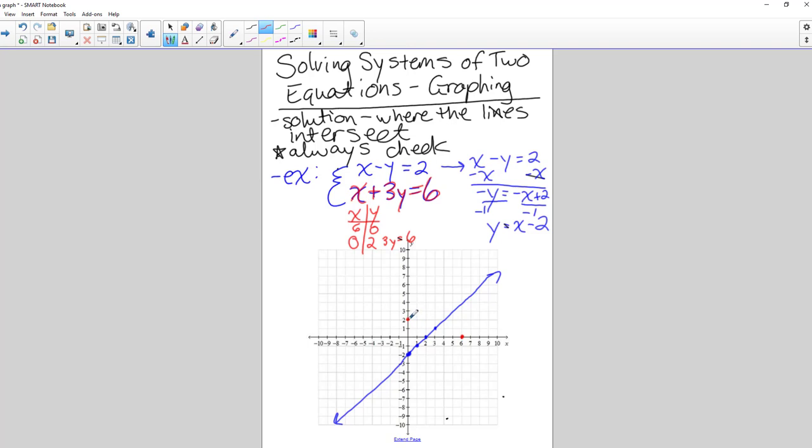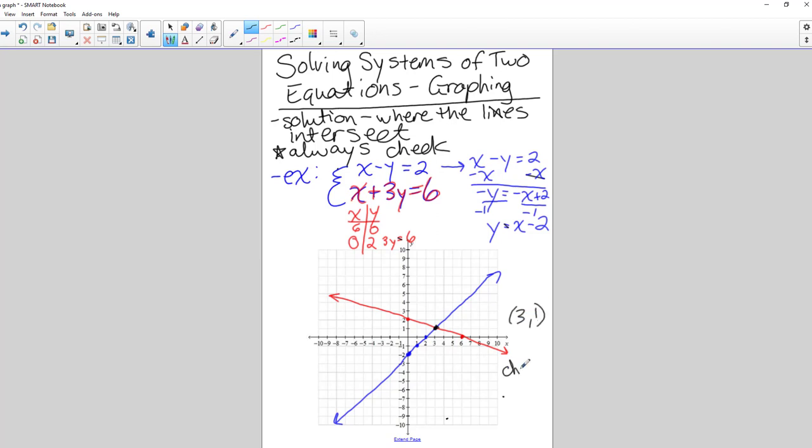So if I connect these, when I look at this, every single point on the red line works for the second equation. Every single point on the blue line, the first one, works in the first equation. So the only time when we have both equations working is right here in this intersection point. So that looks like that's the point (3, 1).